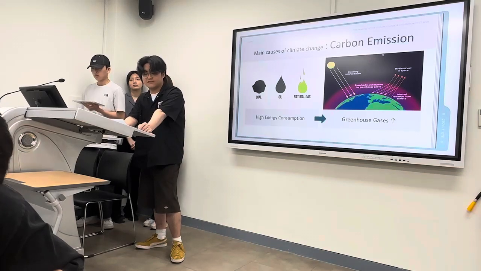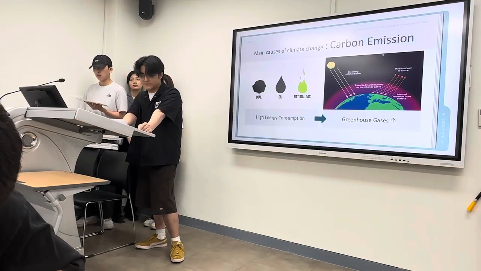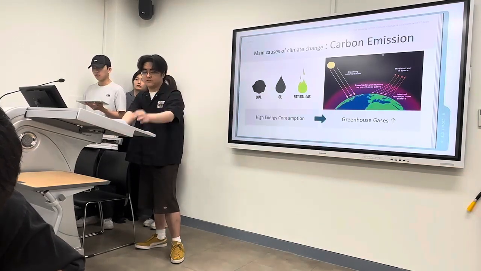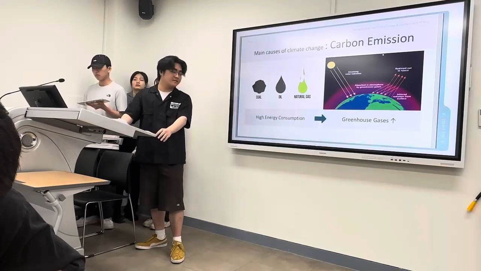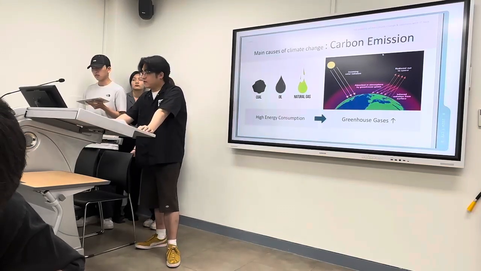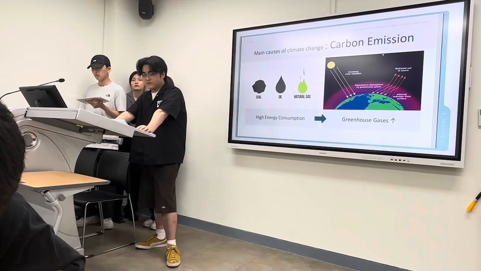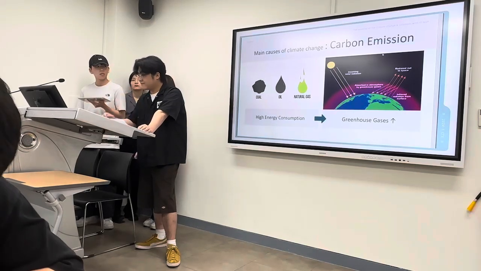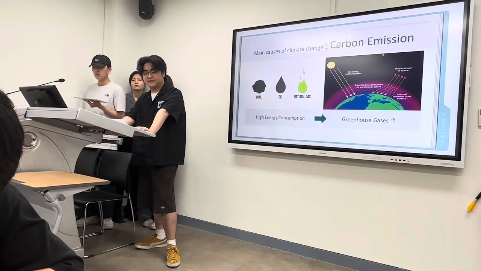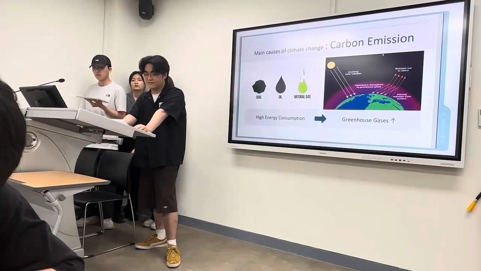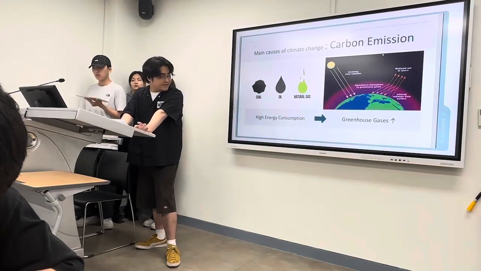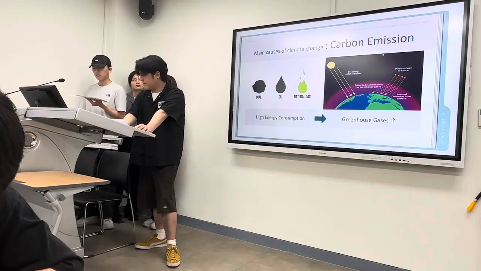One of the main causes of global warming is the excessive carbon emission resulting from high energy consumption. Burning coal, oil, and natural gas releases carbon dioxide, increasing the concentration of greenhouse gases in the atmosphere, which is accelerating global warming.